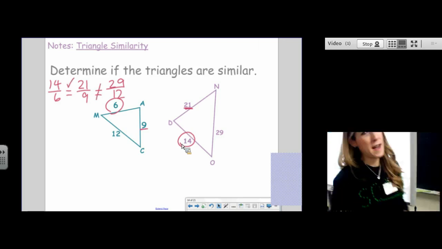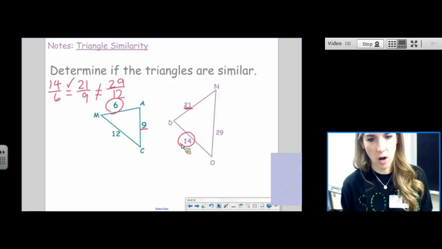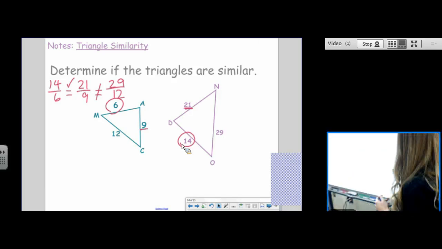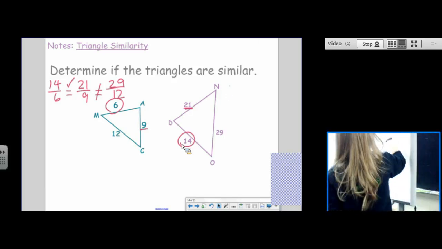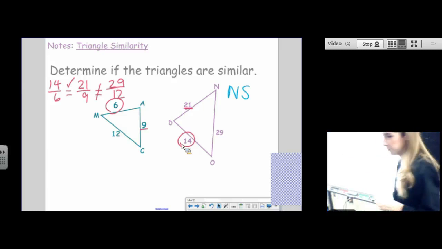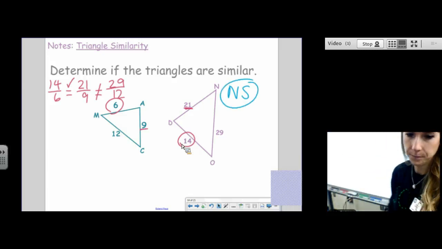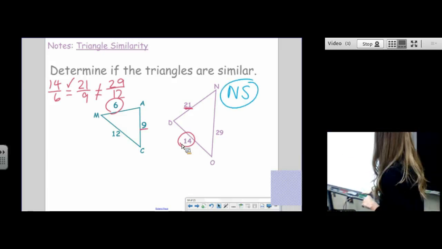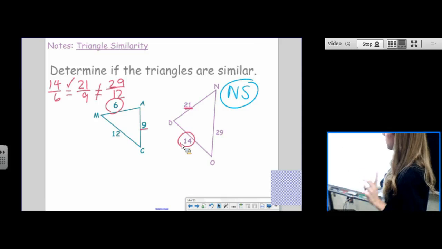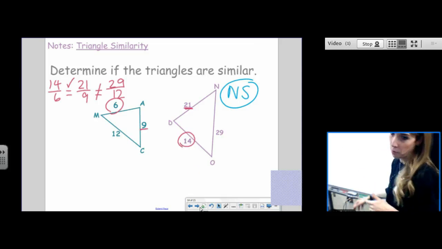So, do you have to check all three? Yes, you have to check all three. Determine if the triangles are similar. We would write NS for not similar. Yep, the first two were proportional. The third one was not proportional to the first two.